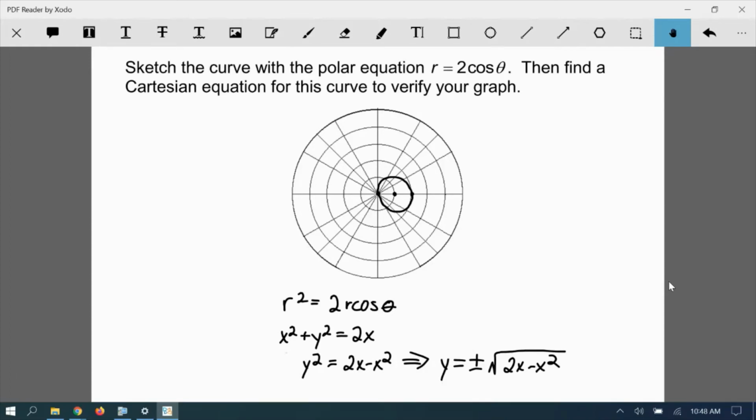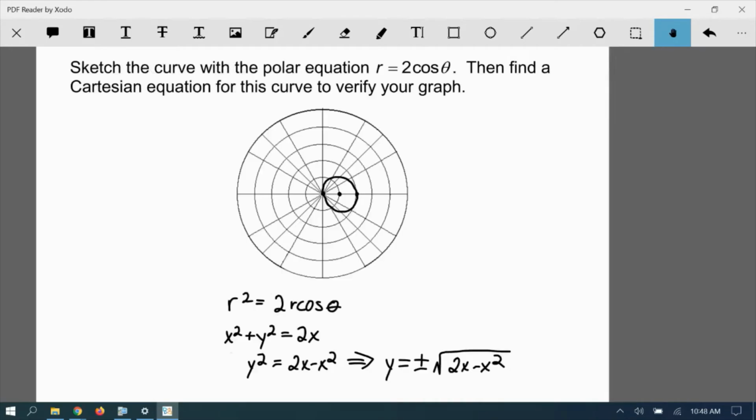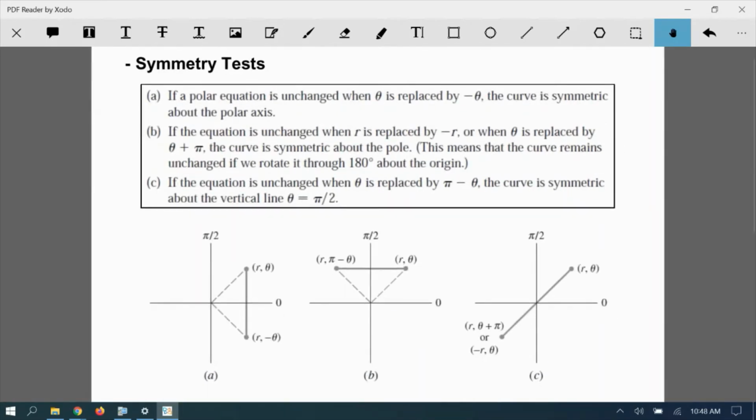It's one of those things where once you see it one time, the next time you see it, you'll probably know what to do with it. Okay, so we also have some symmetry tests. When we have symmetries in our graph, there are some different ways we can identify them, and that's what this is showing. This is all in your book. You've got a couple homework questions on this.